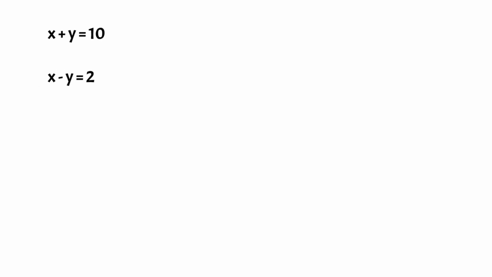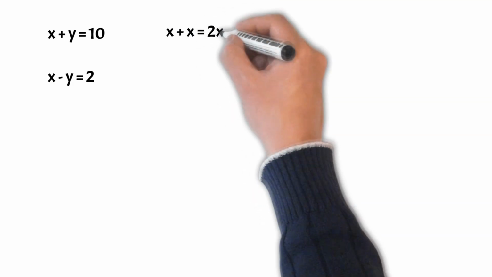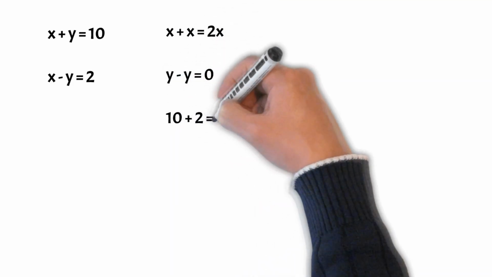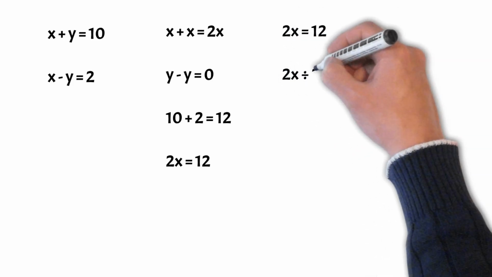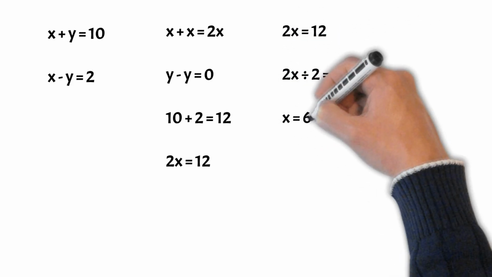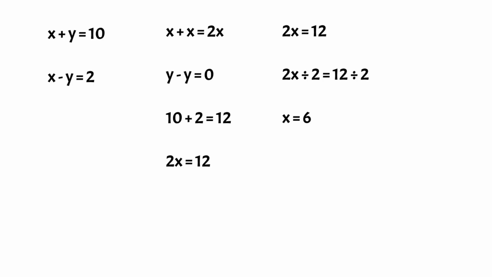Look carefully at the y terms. We have positive y in the first equation and negative y in the second. If we add the two equations together, positive y and negative y cancel each other out. That leaves 2x equals 12. Now we have a simple linear equation. 2x equals 12. Divide both sides by 2. So, x equals 6. We found our first unknown.